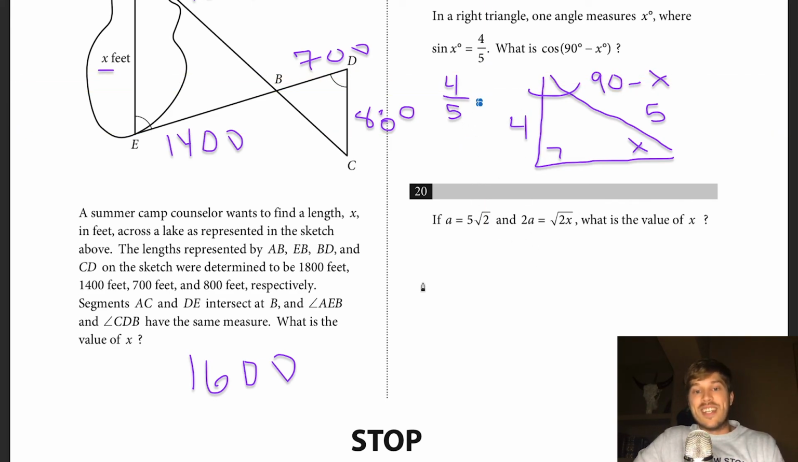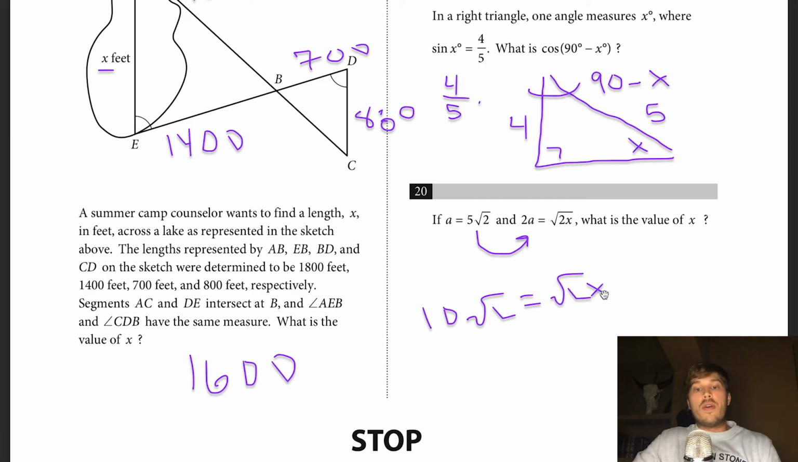Okay, lastly, number 20. Last problem. We have if a equals 5 square root 2 and 2a equals square root of 2x, what's the value of x? Well, we're simply just going to plug in 5 square root 2 in for a here, and we're left with 10 square root 2 equals square root of 2x.